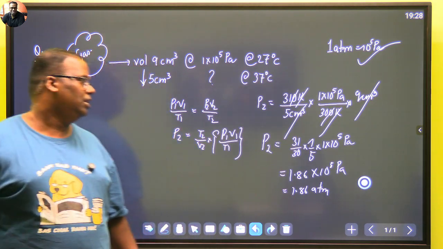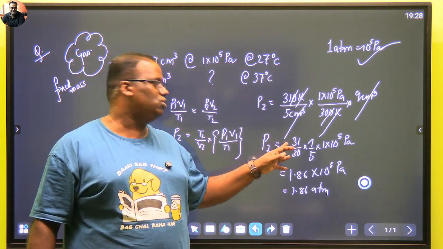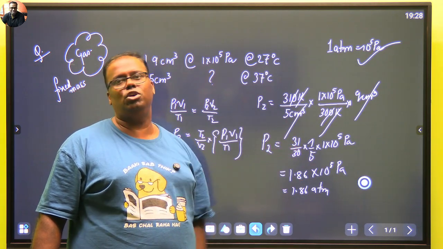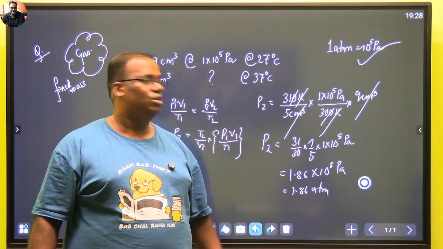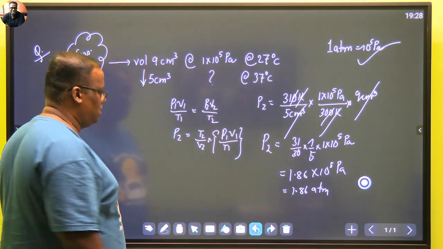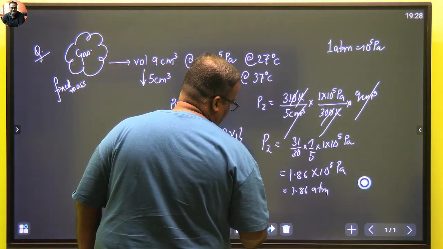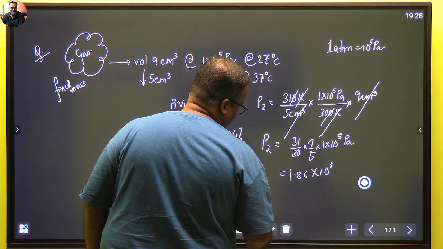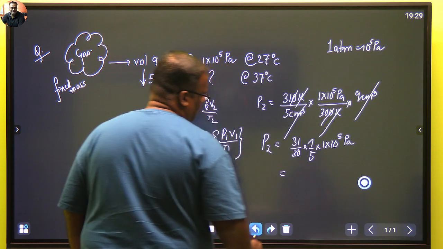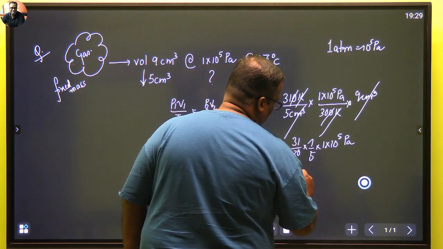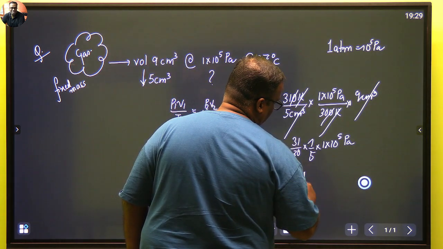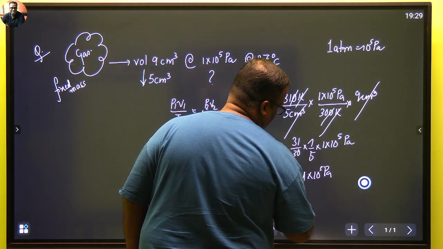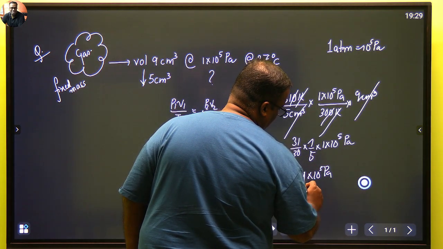Look, Kirtan, 31 upon 30 as a ratio is almost 1. 1 divided by 5 is 0.2. And 0.2, so this cannot be the answer. That's why I'm saying. Dhruv, how much is the answer? 0.206. So 0.21 into 10 to the power 5 Pascal. Anyone else has got this? Which is equal to 0.21 atmosphere.